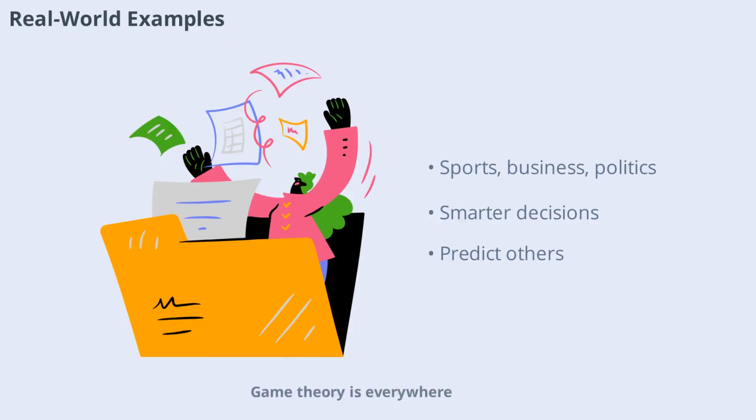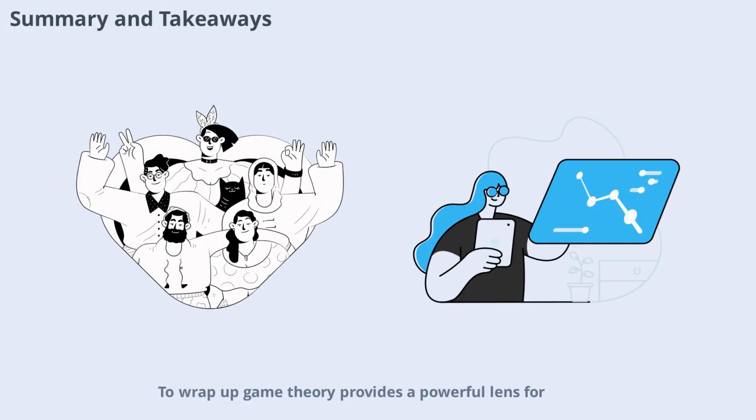Game theory is everywhere, from sports and business to politics and everyday life. Companies use it to set prices, governments use it in diplomacy, and even animals use it in nature. By understanding the basics of game theory, you can make smarter decisions and better predict the actions of others in any strategic situation.